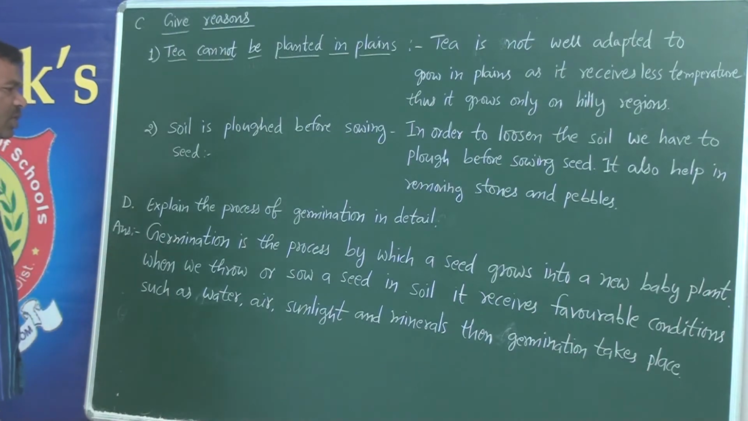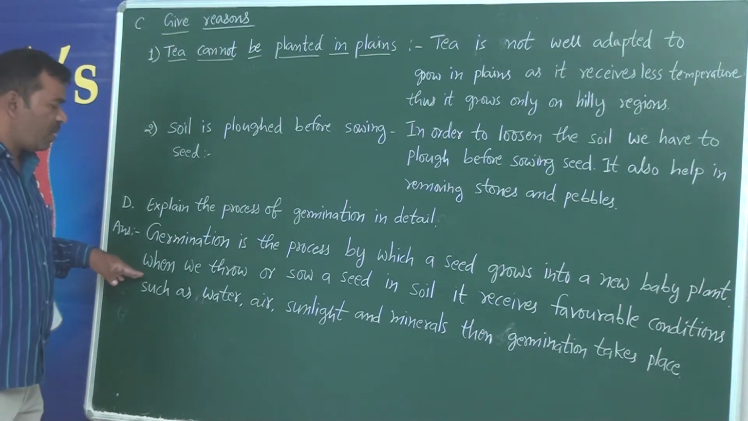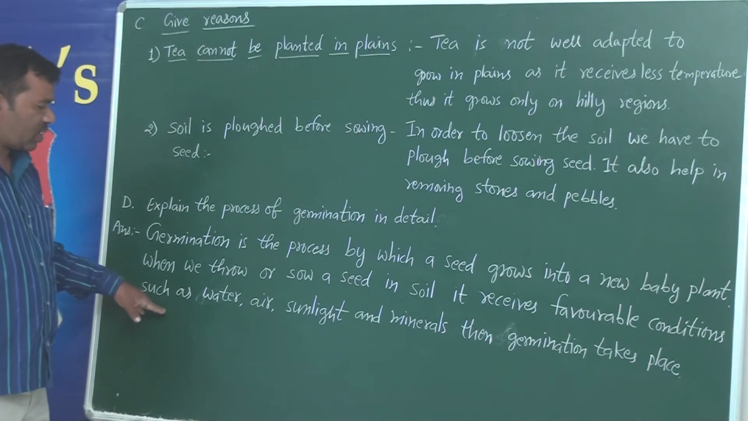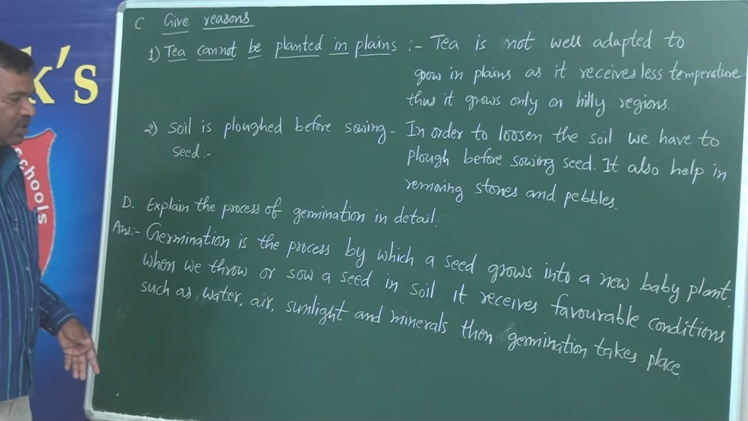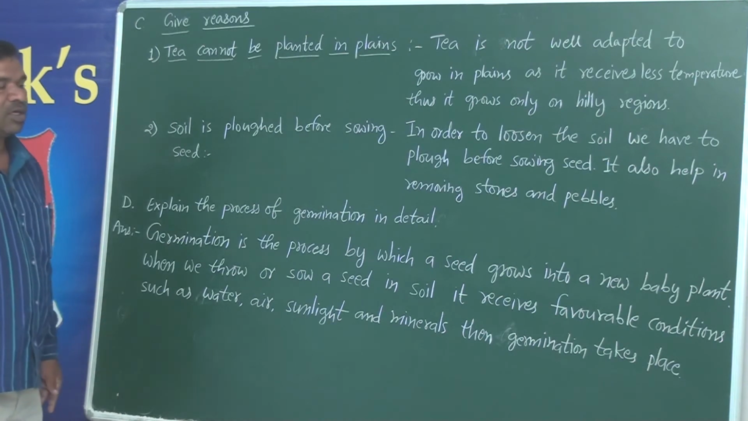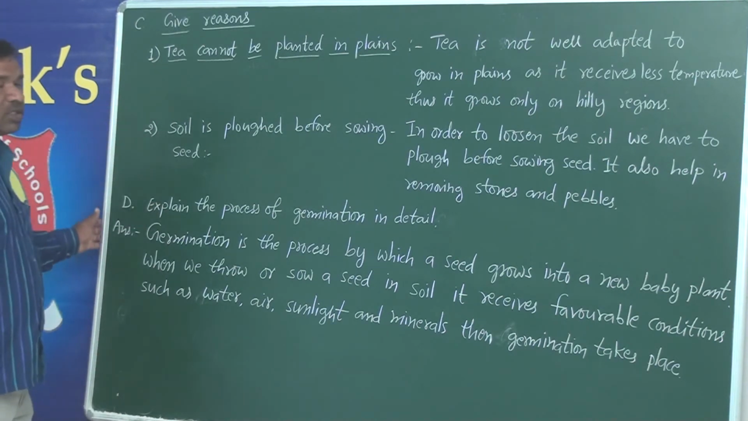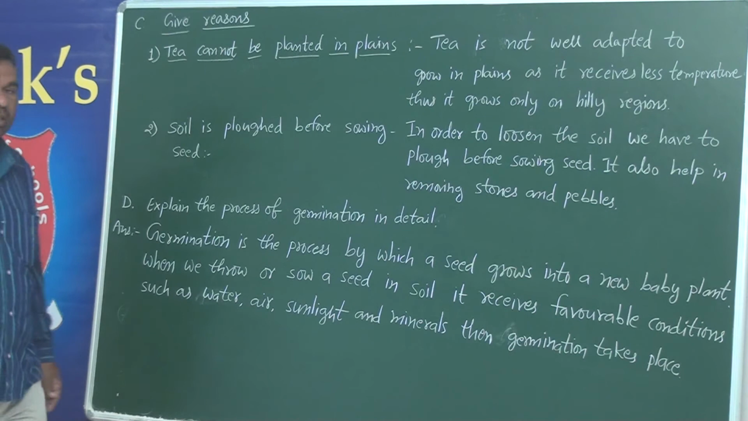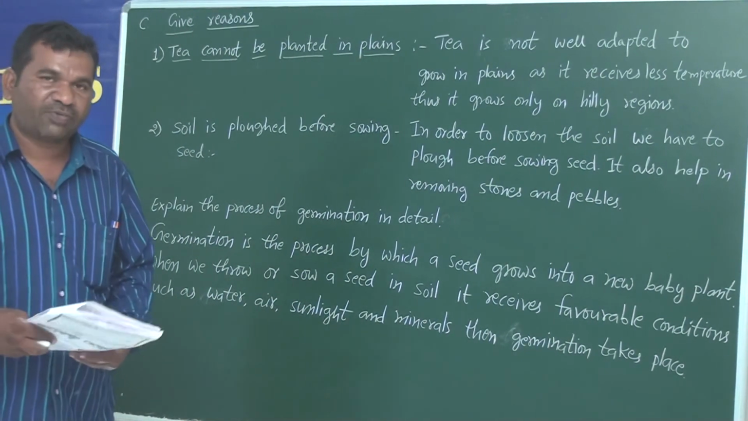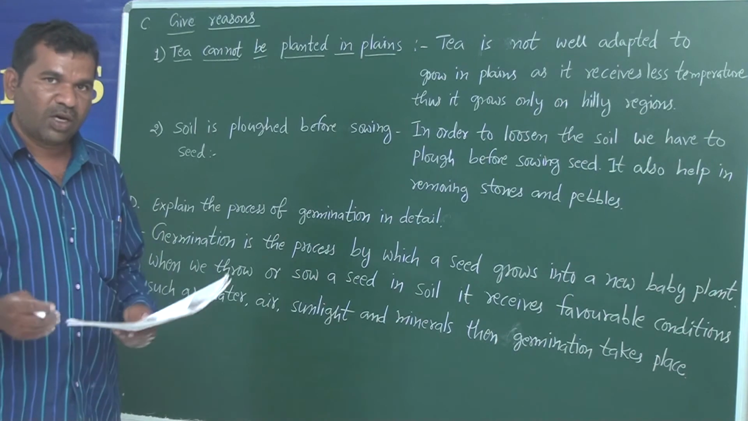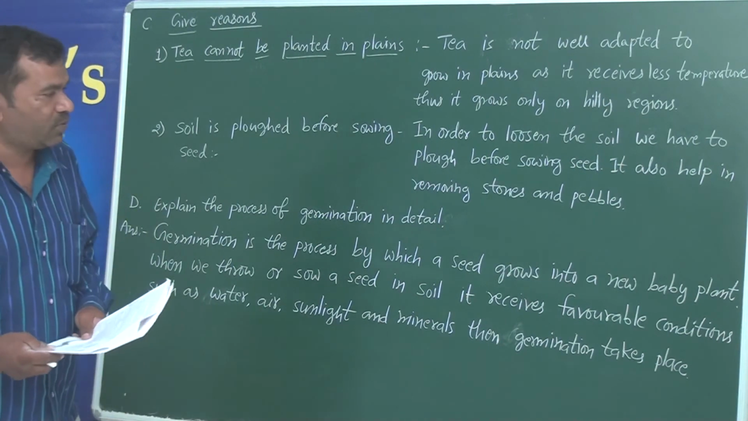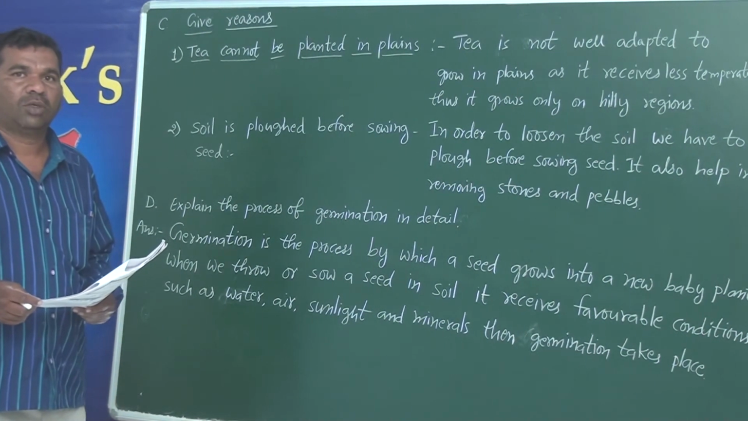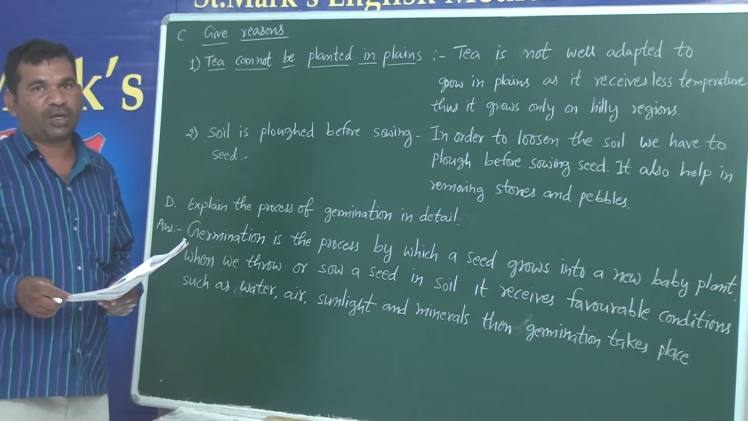Germination is the process by which a seed grows into a new baby plant. When we throw or sow a seed in soil, it receives favorable conditions such as water, air, sunlight and minerals. Then germination takes place. Okay? So these are the 4 answers I have written for you. So what do you do? After writing these answers in your notebook, the next exercise for you is nothing but to read. Okay, now you have to read all these 4 questions. Now then anytime teachers may call you to seek how far you are reading it. Okay.